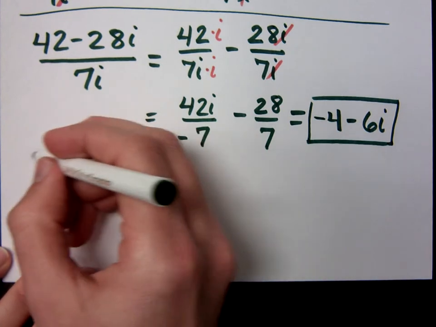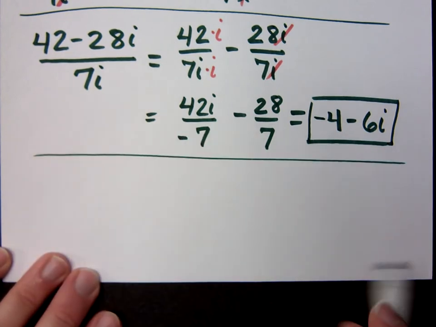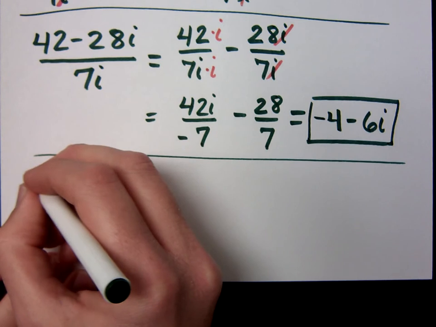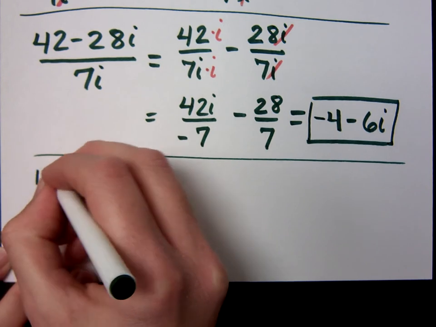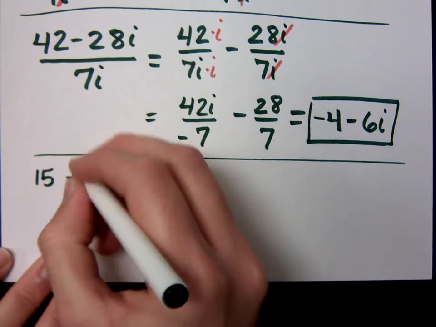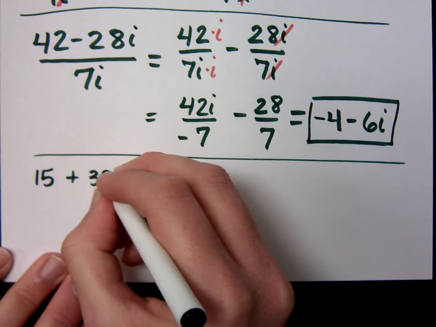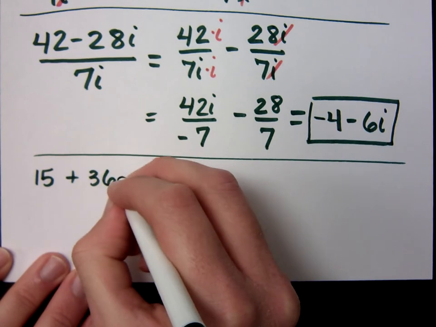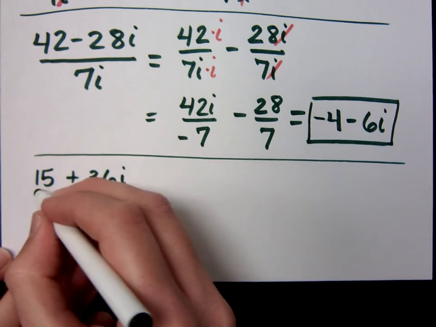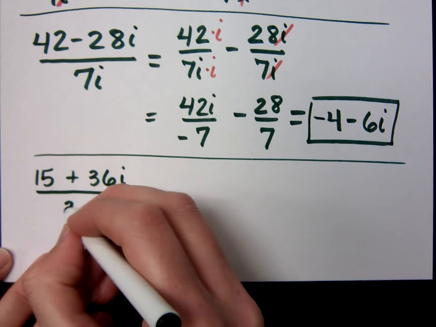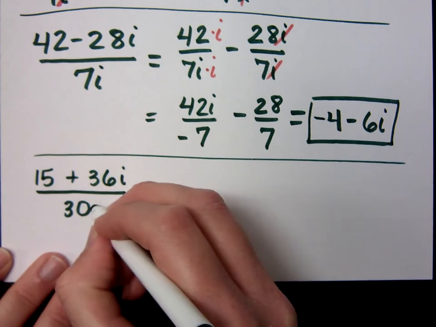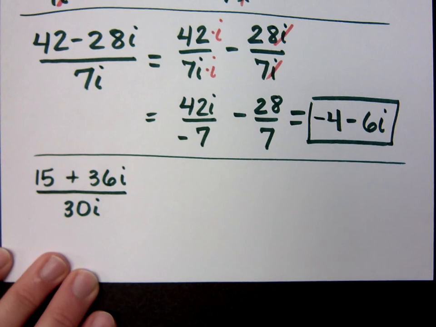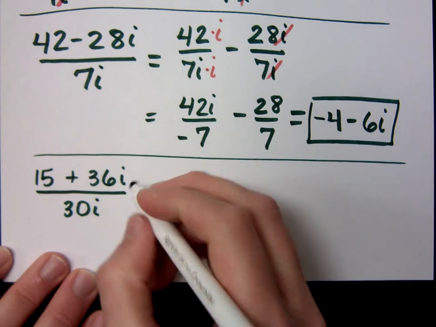Let's do another one of these just to make sure that everybody's cool with everything. If I have 15 plus 36i divided by 30i, what will I do here? Separate it. Separate, create two smaller fractions.